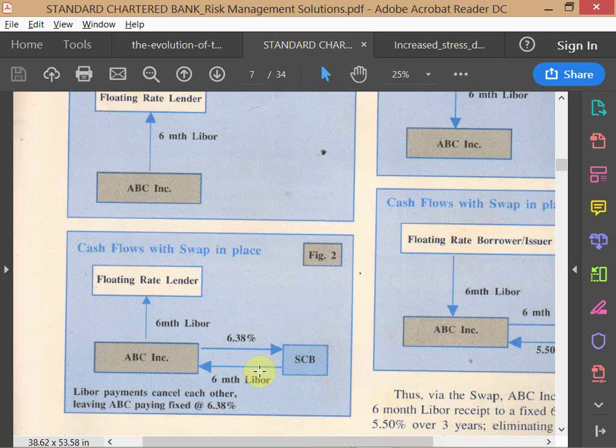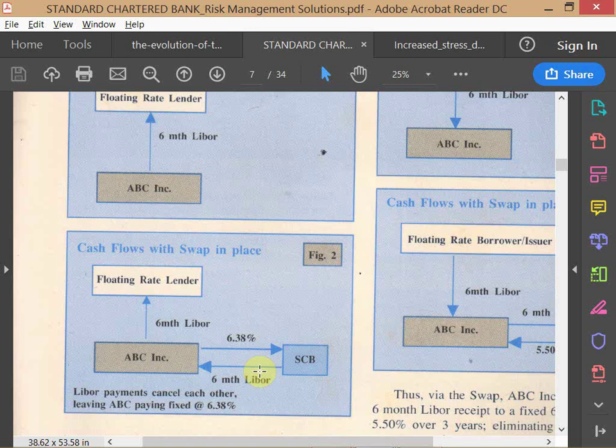Is everyone clear about this? This is how the system works. Because this is a pure interest rate swap, this business will go on. It's a 5-year transaction, so it will go on for 5 years. After 5 years, it will stop. Every 6 months they will exchange cash flows. In fact, what happens is they will find out who owes whom money. There won't be a gross exchange of cash flows. There will be only a net exchange.